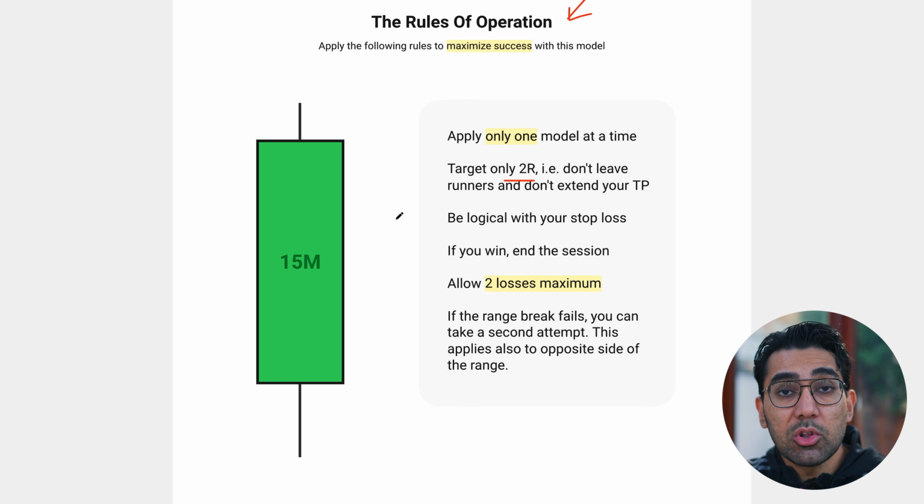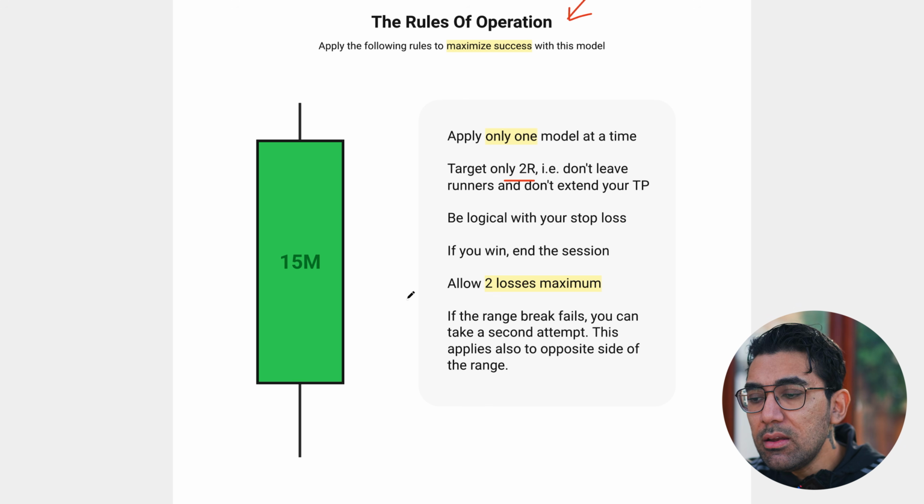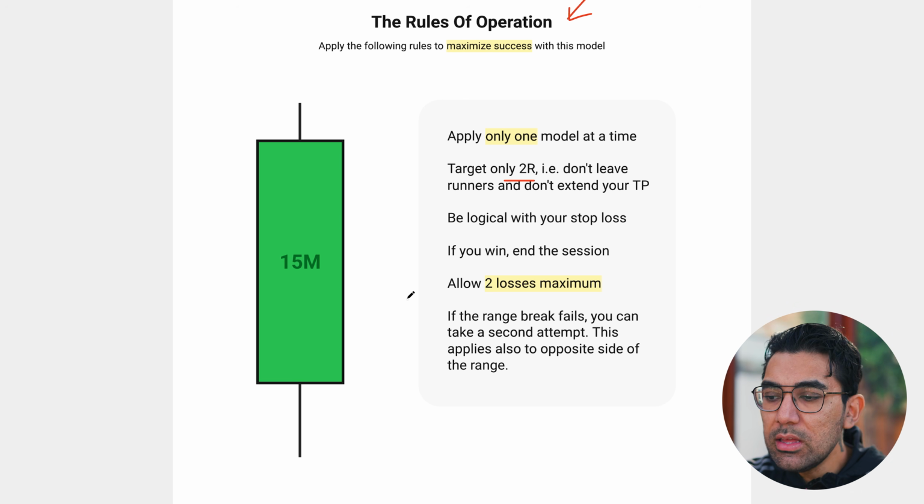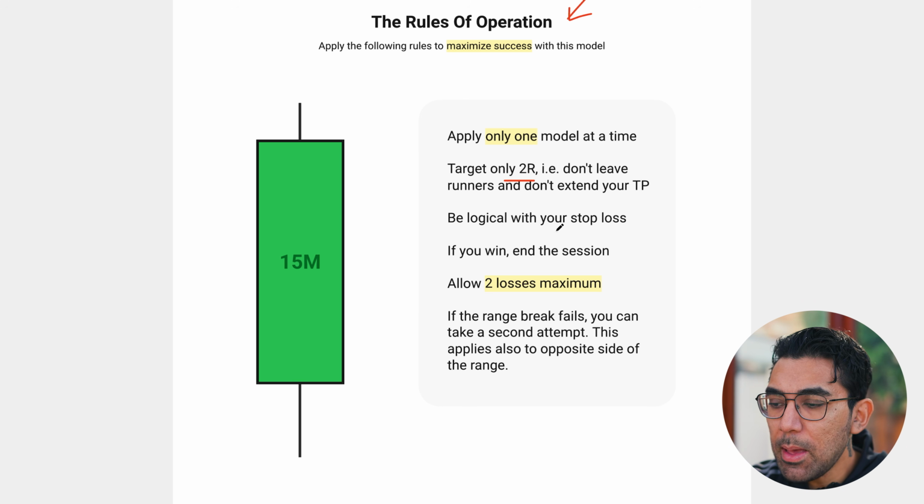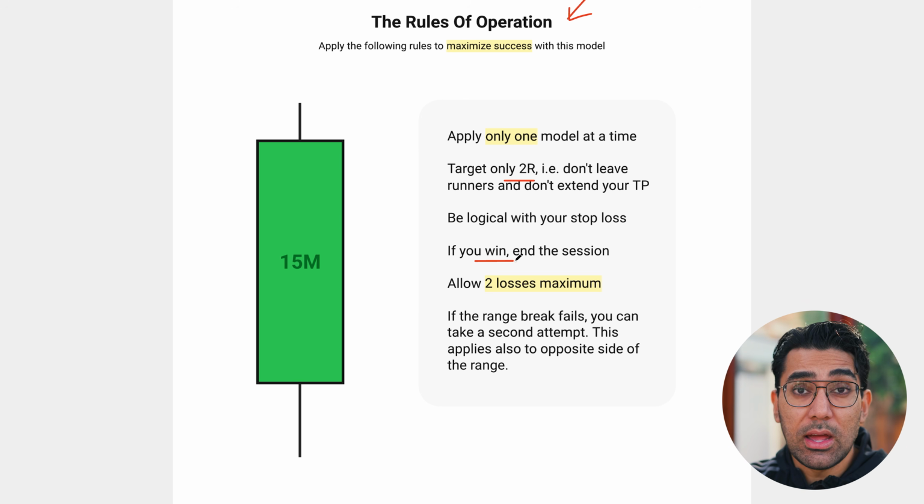All right. Be logical with your stop loss. So, position it at the bottom of the fair value gap candle. But one thing I want you to know is that if you feel that the stop is too tight, if it's very, very tight, then allow yourself a little bit more room. But generally, don't go too heavy with your stop loss. Bottom of the fair value gap candle, including the wick, will be absolutely fine. If you win a trade, you're done for the session, all right? So you don't go and take any more trades after that.